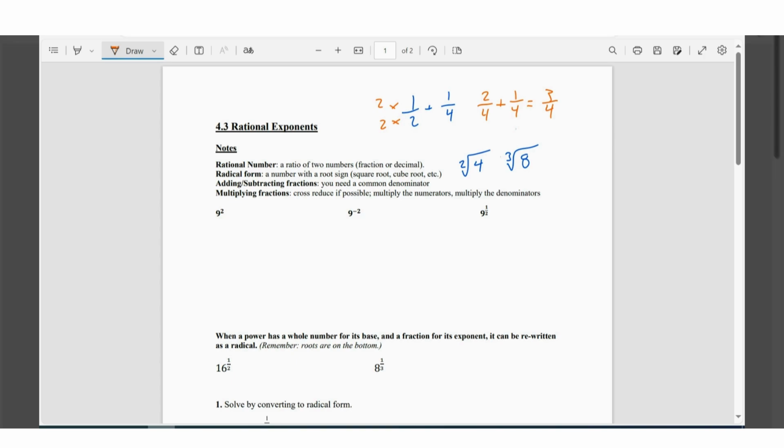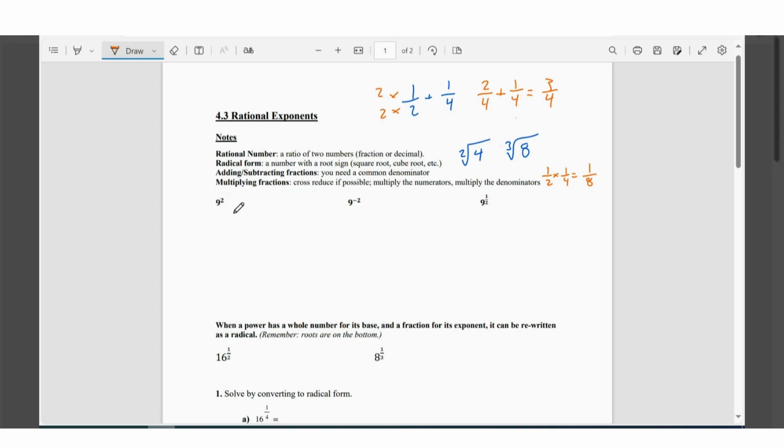We can add those two. And same for subtracting. You need a common denominator. And if we're multiplying fractions, you just multiply the tops, multiply the bottom. So 1 times 1 is 1. And 2 times 4 is 8. I'm not going to go over dividing fractions, it's keep, change, flip. But for our purposes, I don't think we're really doing any dividing fractions, but you can review that if you'd like. Always good to know.